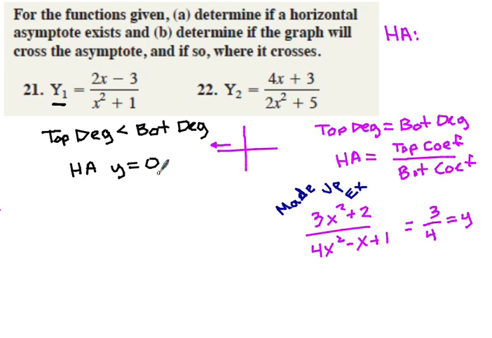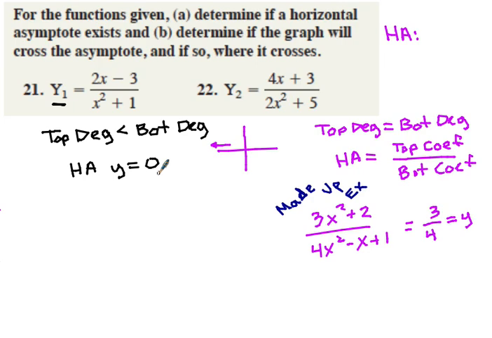Yes, Casey? Let's say that on the bottom it was just like 5x plus 1. Is it still the same? So if it was 5x plus 1 and then 2x minus 3, the degrees are both 1 on top and bottom, so we'd approach 2/5. Yeah. So then determine if the graph will cross this asymptote.